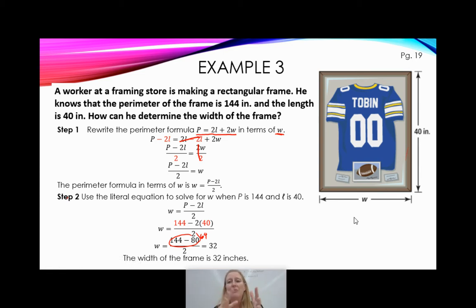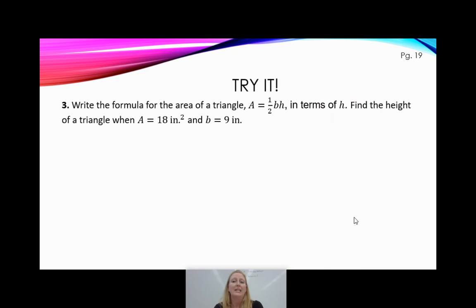So with that in mind, with that idea of let's solve for the variable we're looking for and then plug in what we know to find our answer, can you do the try it? Just below example 3 on page 19, there's your lovely little try it. I would like you to try out question number 3. Go ahead and hit pause to work this out and then hit play when you're ready to check your work.